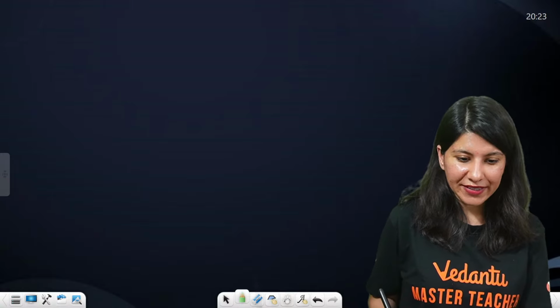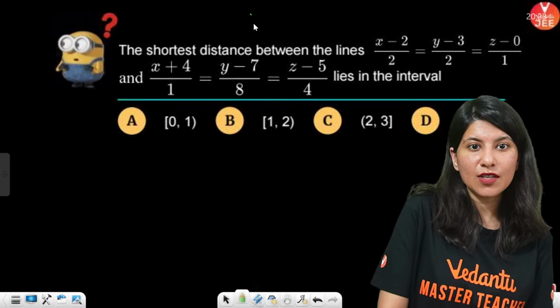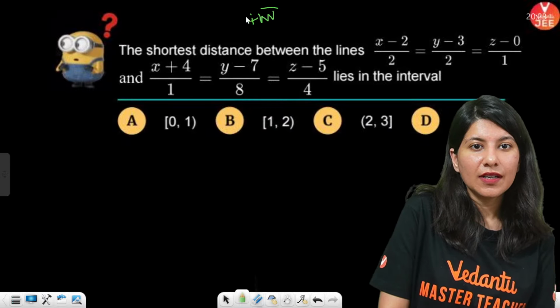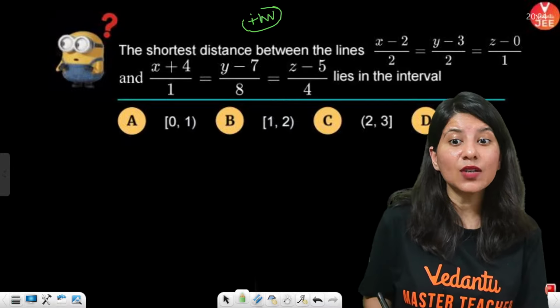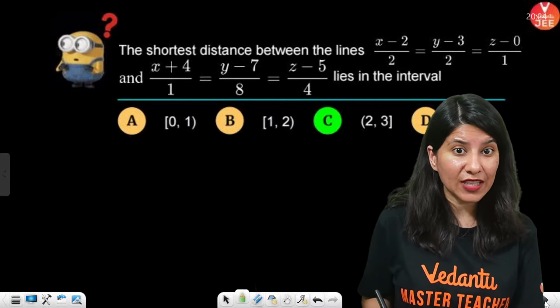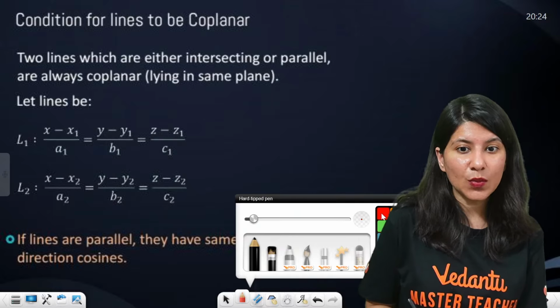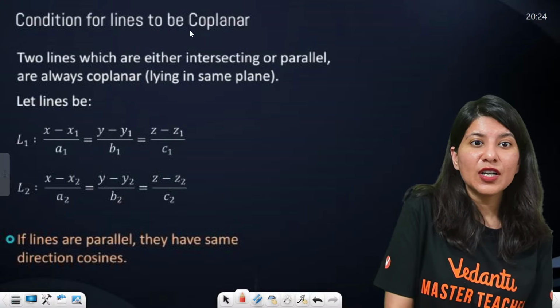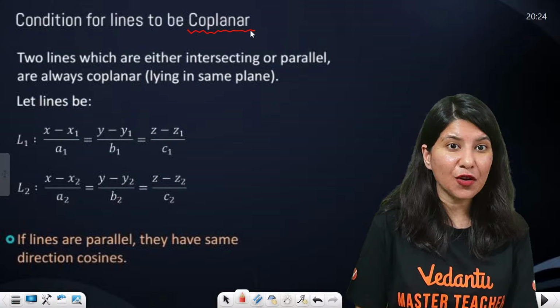Okay, all right. Now we'll be talking about this question, right? So this is a homework question to you all. Homework question: shortest distance between two lines lies in which interval? They are not talking about the direct question, but they are talking about which interval it lies in, okay? And now the next question will be condition of lines to be coplanar, or condition of coplanarity of two lines.